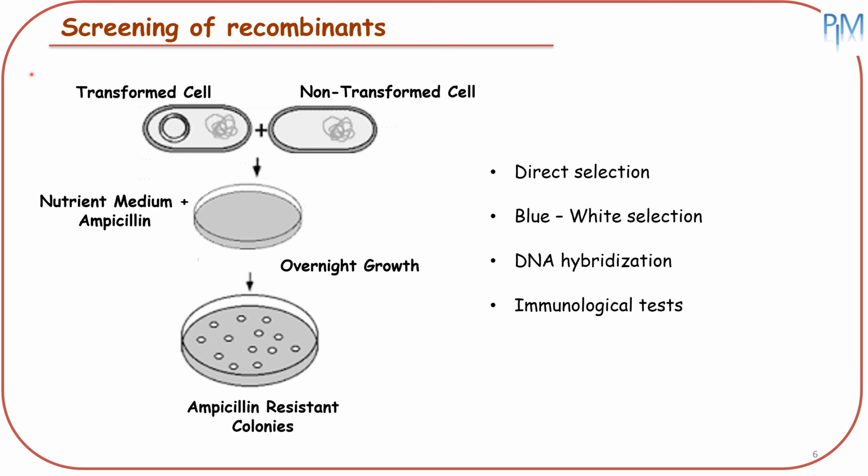After transformation, there may be two types of phenotypes. One may be the transformed cells and the other may be the non-transformed cells. The transformed cells can be chosen by directly selecting them in an antibiotic medium. The transformed cells containing the recombinant plasmid are resistant to growth in an antibiotic medium, while the non-transformed cells may not grow. Based on this resistance mechanism, hybrid colonies can be selected for further analysis. The other ways of selection of recombinants are blue-white selection, DNA hybridization, and immunological selection.